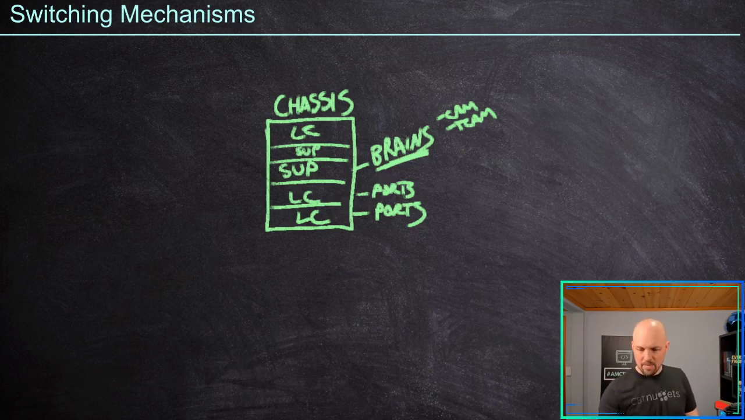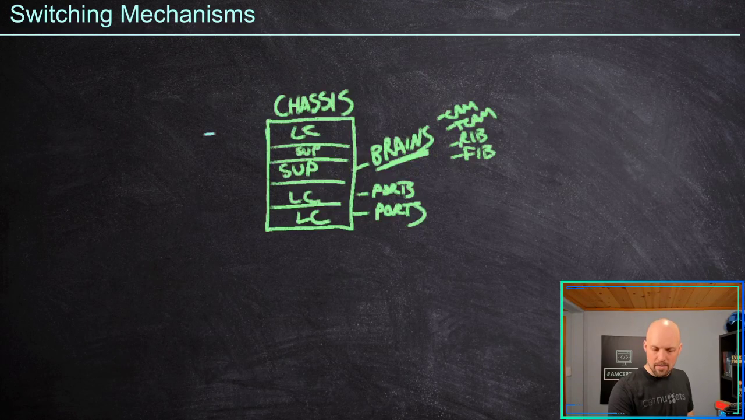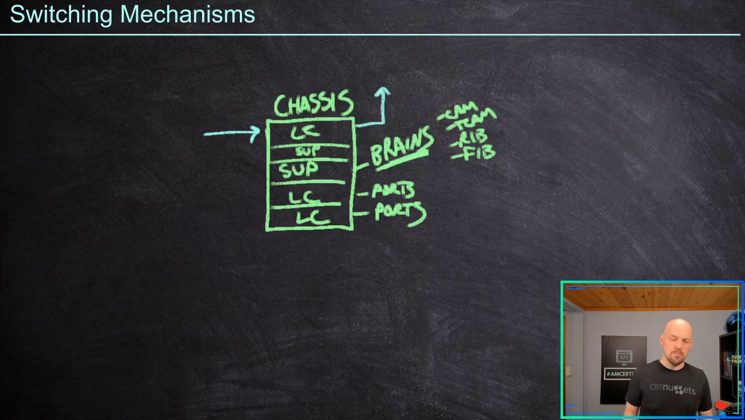Let's say the CAM table, the TCAM table, the RIB, the FIB, all of these things are stored on the supervisor. Now we get a packet in on a line card. This packet needs to be destined out towards maybe, we'll just say an interface on the same line card. Okay, we know we're looking at this from the outside, and we know that this packet coming in on port, let's say 1/1, is going to be destined for 1/2. So same line card, different port. What does this packet flow look like?